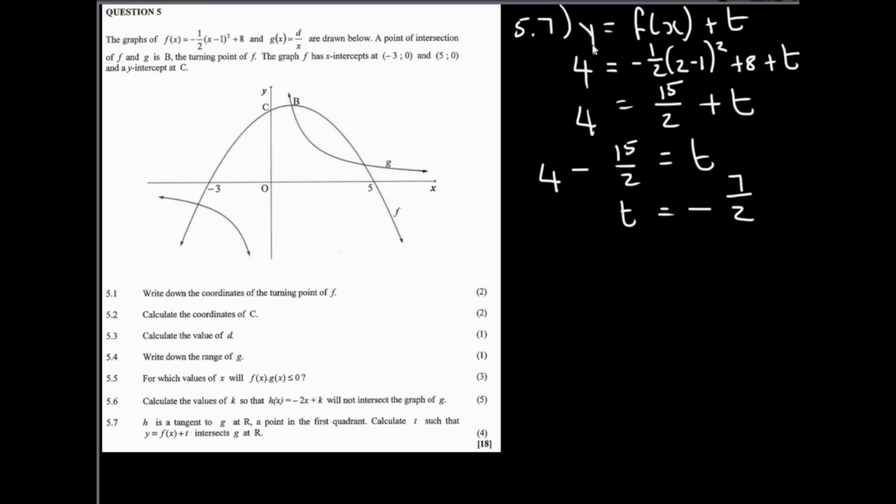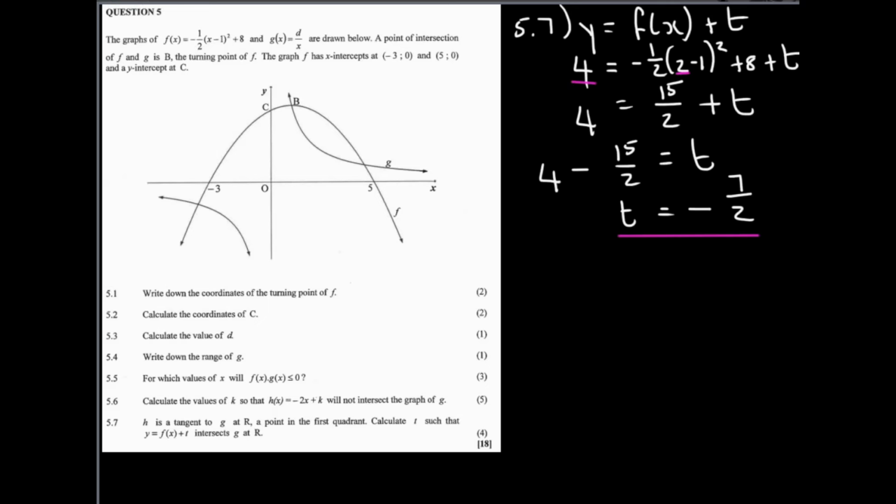So what we are looking at is we're saying, okay, well, y is equal to f(x) plus t. What point does it need to intersect? It needs to intersect the r value, which we worked out to be (2, 4). So we substitute 2 and 4 into the equation, and we get 4 is equal to 15 over 2 plus t, and we see that t is equal to negative 7 over 2. So that's the end of the functions questions of this paper.